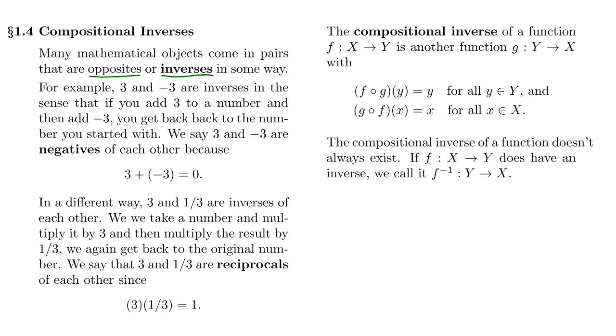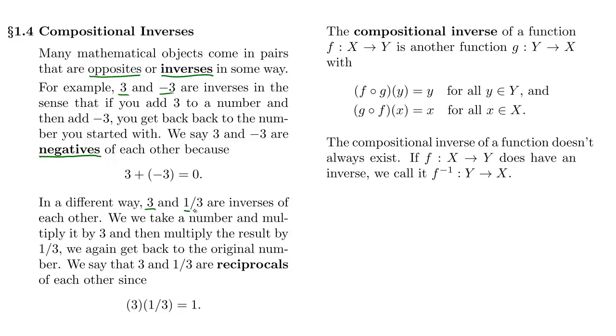Two numbers can be opposites or inverses in a bunch of different ways. For instance, you might think of 3 and -3 as opposites, since if you take a number, add 3 to it, and then add -3, you get back to the number you started with. Instead of calling 3 and -3 opposites or inverses, we call them negatives of each other. You can check that they're negatives of each other by adding them and checking that you get 0.